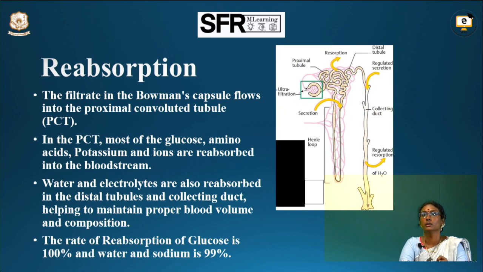So, reabsorption. The filtrate from the Bowman's capsule enters the proximal convoluted tubule, then the loop of Henle, and again the distal convoluted tubule. In all these tubules the reabsorption takes place. Essential nutrients like glucose, amino acids, potassium and other essential ions are reabsorbed, first in the proximal convoluted tubule, that is PCT.